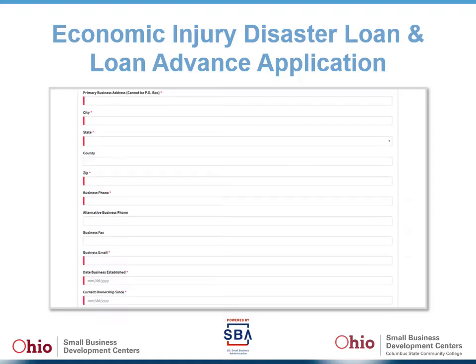Continuing on, you would need to provide your business location information, so your primary address, as well as contact information. And then at the bottom, there are 2 more fields that ask you for the date your business was established, and if you had purchased the business from someone else, the date the current ownership took place.